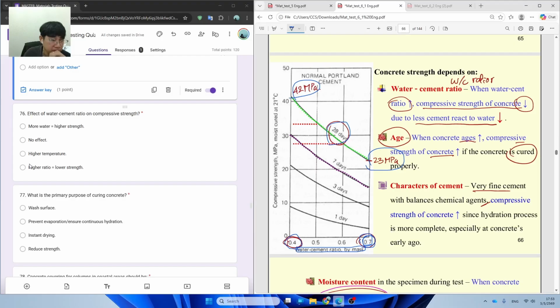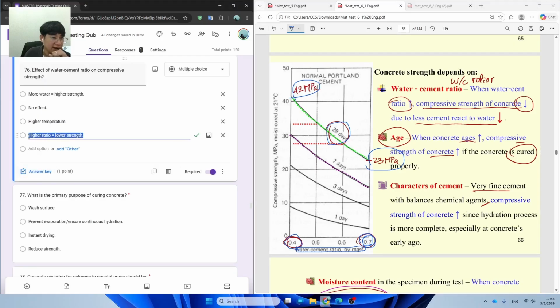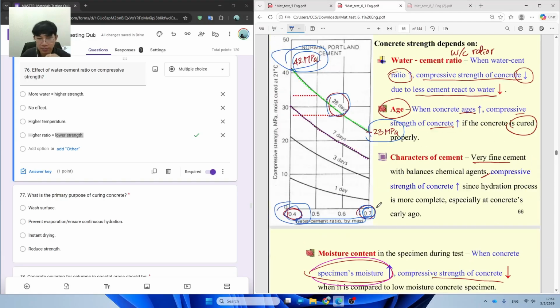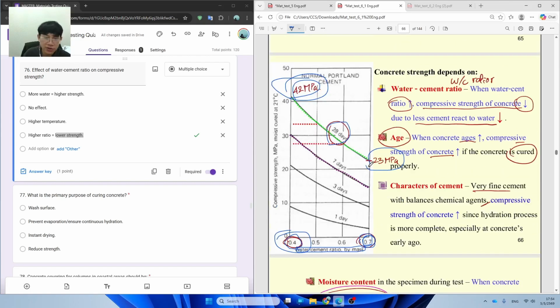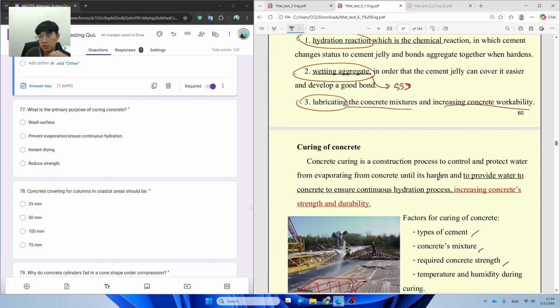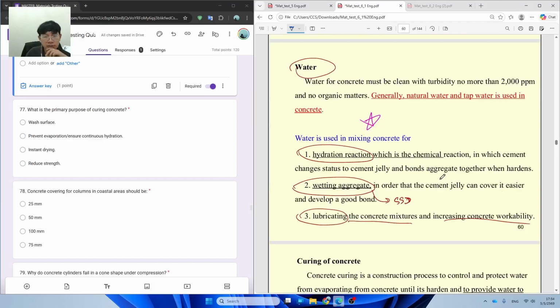So the effect of the water to cement ratio is that adding more water, or a higher ratio, provides lower strength. But if you use less water, it produces really high strength. So both are in contrast: high water is low strength, low water is high strength.